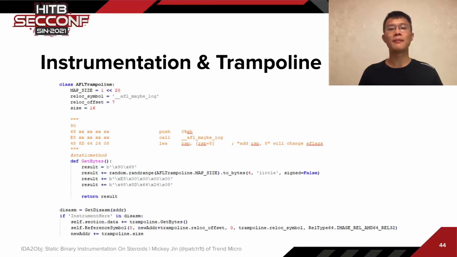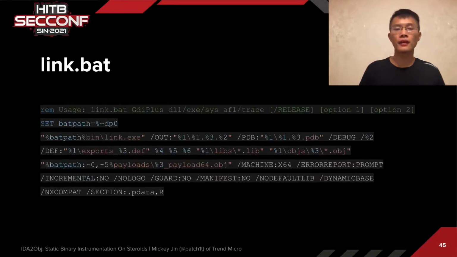It will use link.exe along with Visual Studio 2019. There are several arguments for the BAT command. The first argument is the module name. The second argument is the output binary type. It's a dynamic library, an application, or kernel driver. The third argument is the payload type. Choose AFL payload or trace payload. The remaining arguments are optional to the linker.